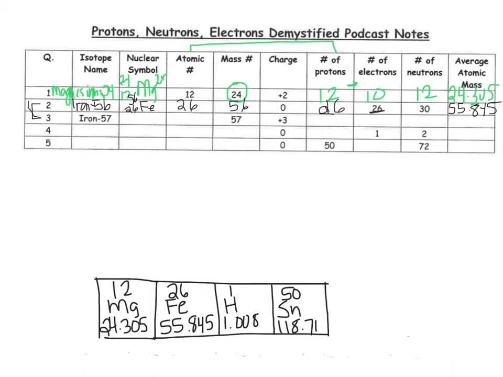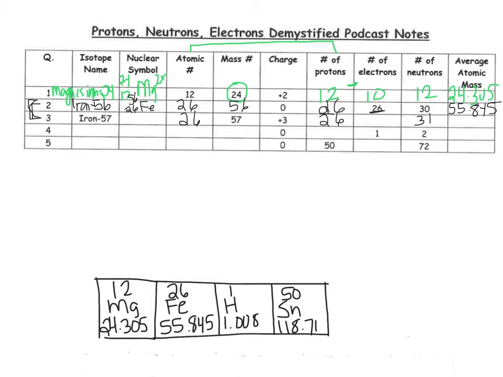So these two are the same element, but they're isotopes. That means they have a different mass. And because they have a different mass and they're still the same element, they do have the same number of protons. If I change protons, then I change the element. So what's different about the isotopes is the number of neutrons. And since this iron weighs 57 and 26 of them are protons, that means I have 31 neutrons.